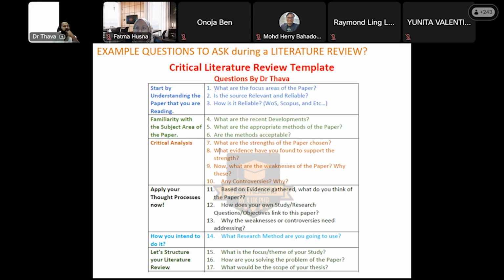So, what is the focus of the paper? Is the source relevant and reliable, and how is it reliable? What are the recent developments? What are the appropriate methods of the paper, and are the methods acceptable? What are the strengths of the paper chosen, and what evidence have you found to support the strength? If you can find answers to all of these questions, that is a critical review. I hope that is clear. How long does it take to make one critical review? That depends on the individual.